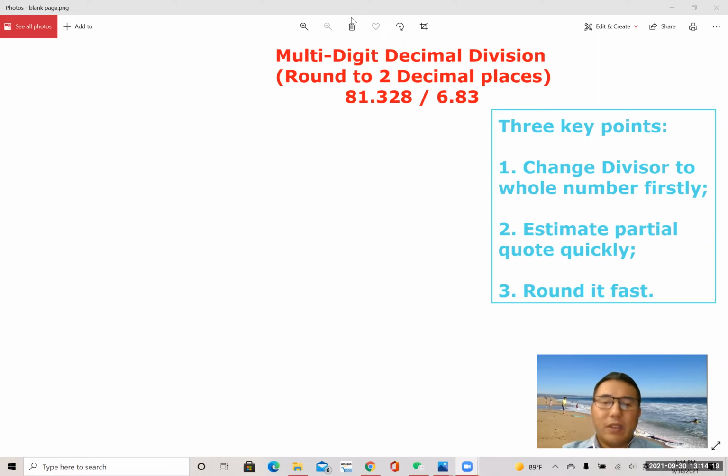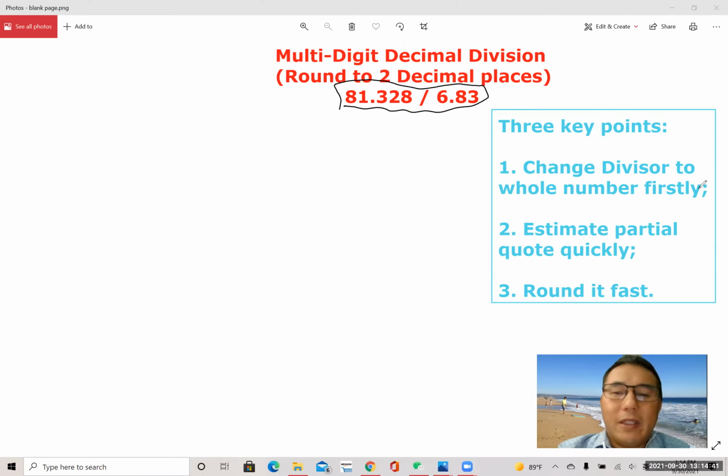Today I want to use an example to show 3 key points for multi-digit decimal division. Okay, so first, we need to change the divisor to a whole number.